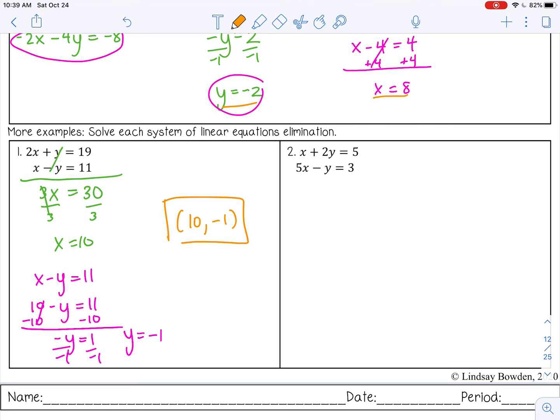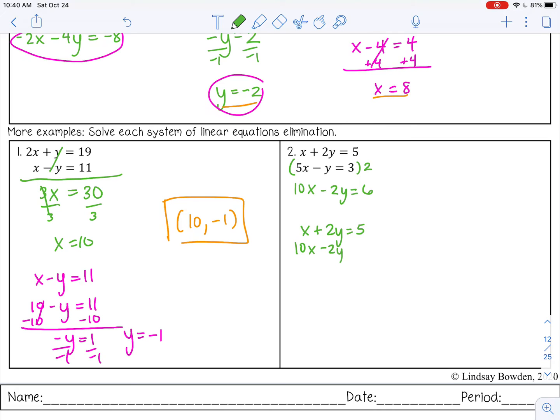All right, number 2. Again, there is more than one way you can solve these. You can multiply by more than one thing. I would try to multiply by the smallest number possible. That will allow you to cancel out the variables, but it's up to you. So I'm going to use this right here because it's already one positive, one negative. I just need to make that y a 2y so that it will cancel with that positive 2y. So I'm going to multiply the second one by 2, which is going to give me 10x minus 2y equals 6.